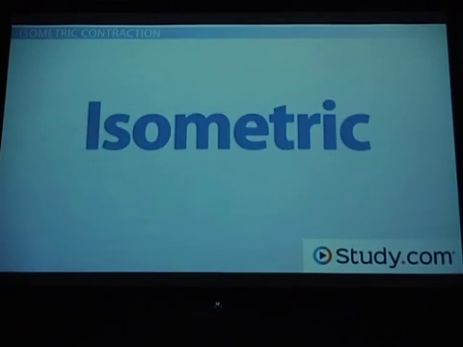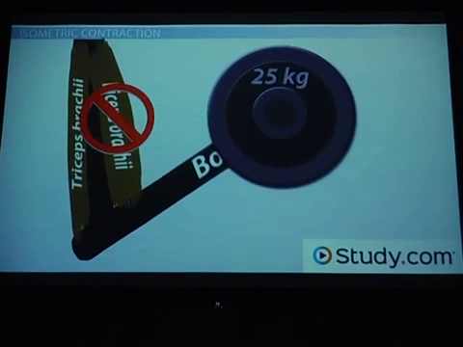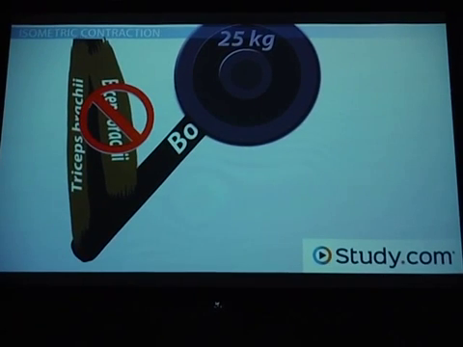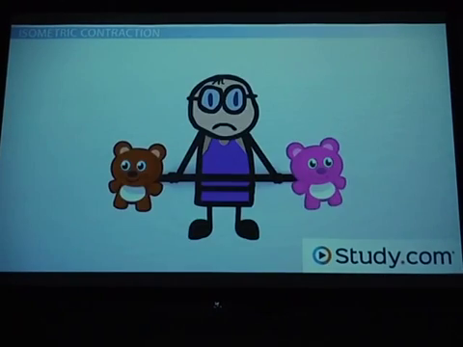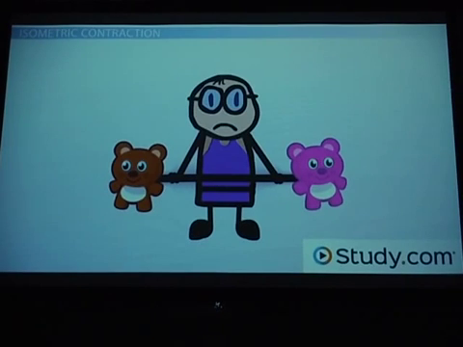All right, let's move on to isometric contractions. Isometric literally means same length, where again iso means the same, and here metric refers to length. Now we're talking about the length of the muscle. During an isometric contraction, the muscle as a whole does not change its length, and the tension developed in the muscle never exceeds the load. This is what happens when we attempt to lift more than we can.